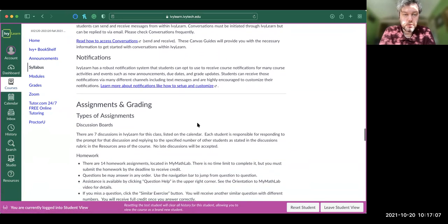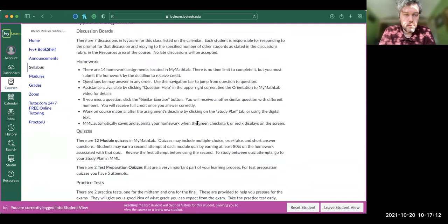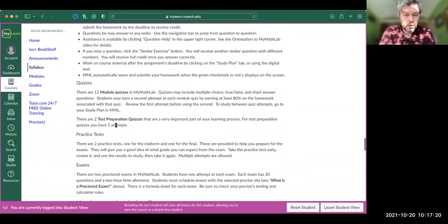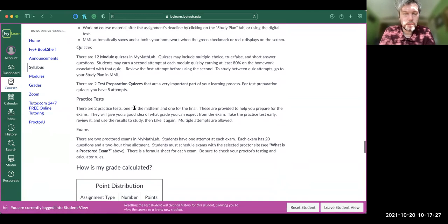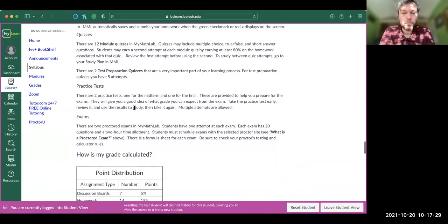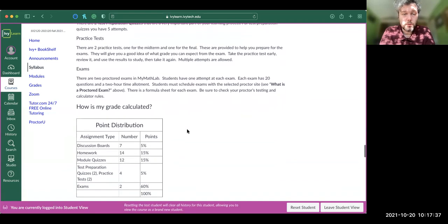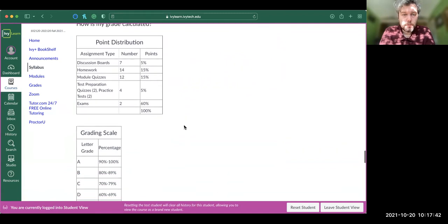Notifications: this tells you how to turn notifications on for when I send out announcements. There are 14 homework assignments for the course. Module quizzes: there will be 12 quizzes. 2 review quizzes. Preparation tests, that's a good thing. We'll have some test review before we take exams. The exams are through MyMathLab, just like your homework will be, but we're going to get into that in a moment.